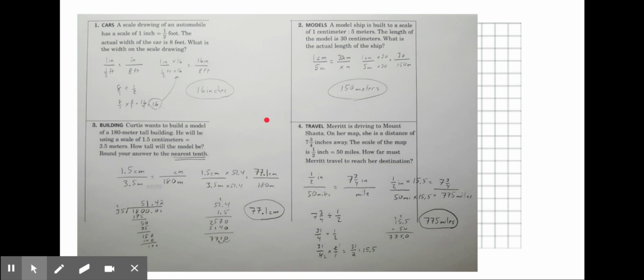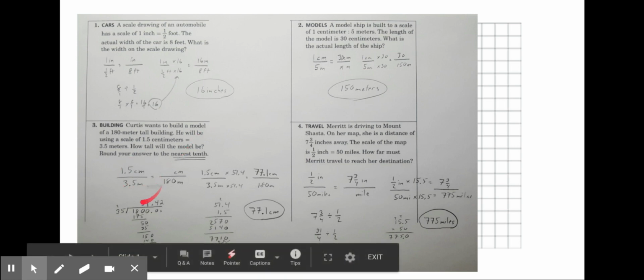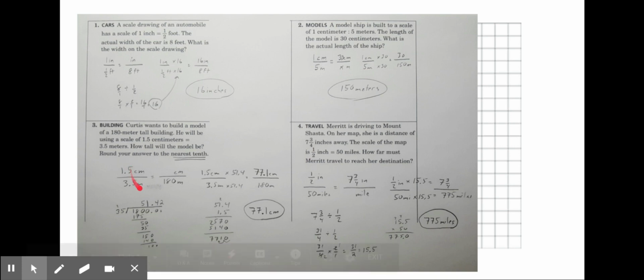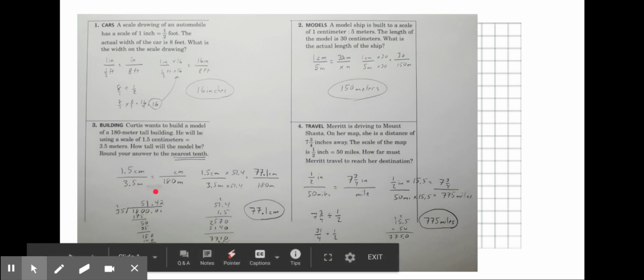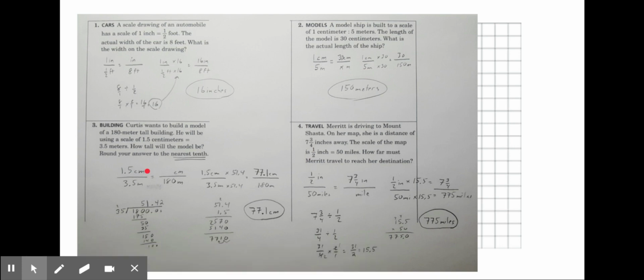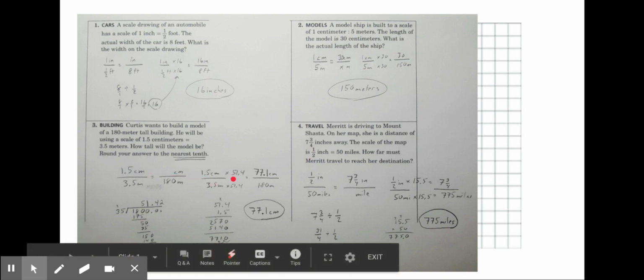Now, some of you were getting lost on number 3 and number 4. The reason you were getting lost is because you're not setting up your ratio properly. Many of you did your division and got 51.4, but that's 3.5 times 51.4 to get 180. You still have to multiply across the top. That's why I told a lot of you 1.5 times 51.4 to get 77.1.